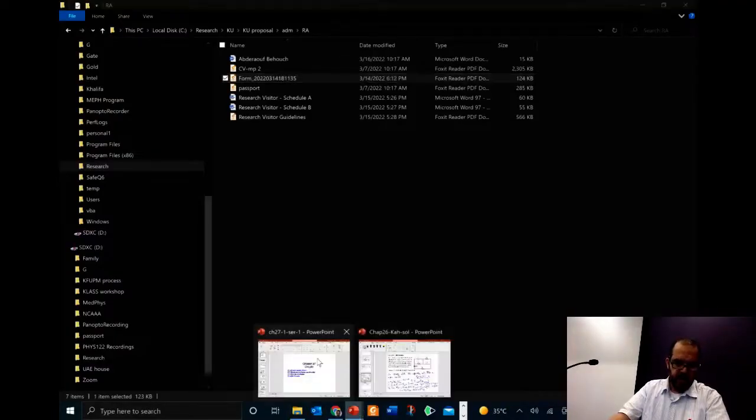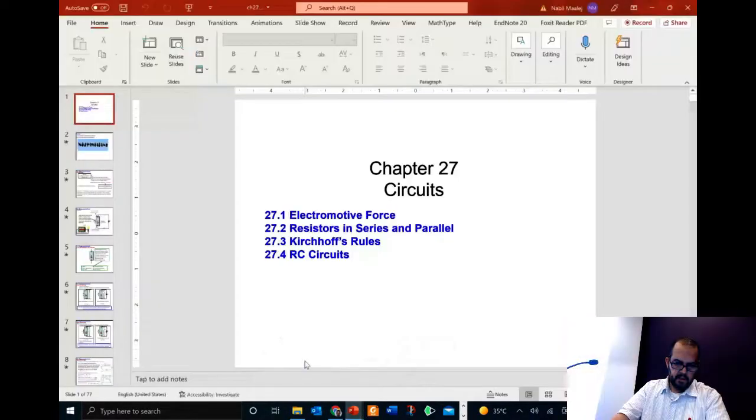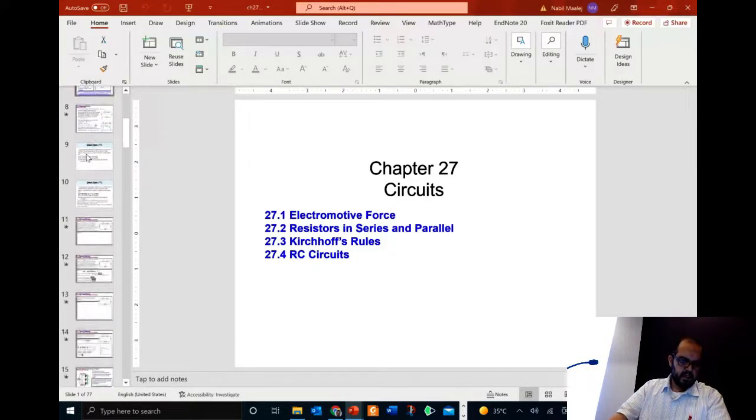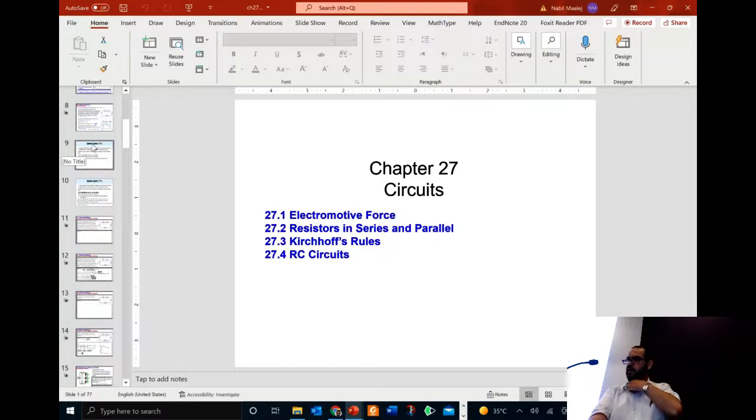So let us continue and hopefully finish chapter 27. Remember, so far we covered the main equations that govern circuits: Ohm's law, V is equal to Ri, and we did Kirchhoff's loop equation and junction equation.